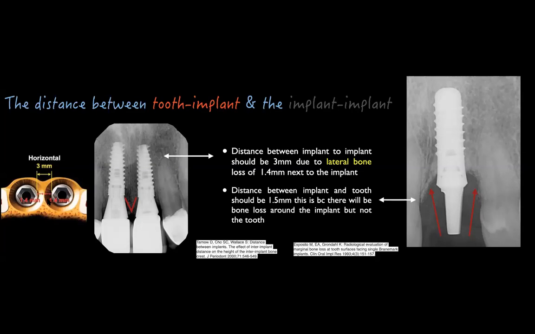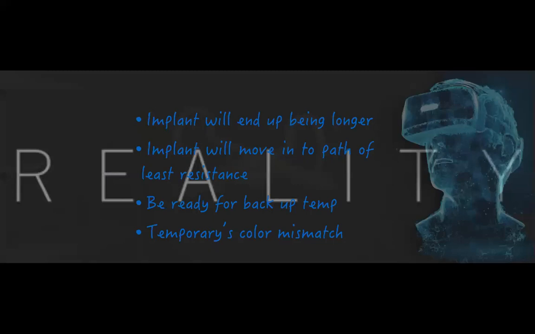Okay? So the point of keeping the distance between the implants is to prevent the loss of 1.4 millimeter next to the implant, that bone that you're going to lose. You want to prevent that from reaching this peak. If you have this peak, you can create a pseudopapilla. Not a true papilla because that would be next to a tooth, but you could create a pseudopapilla.